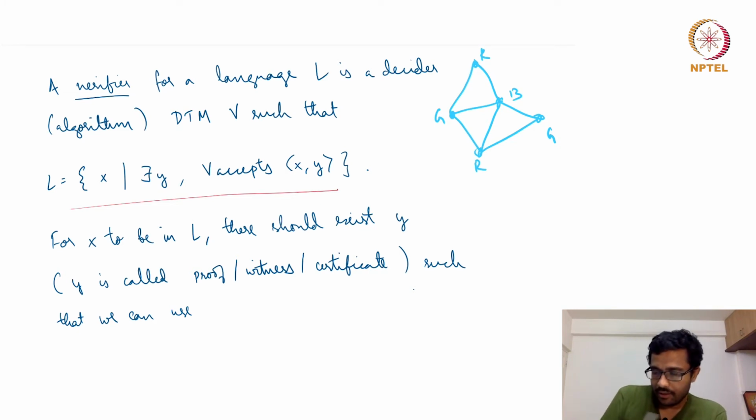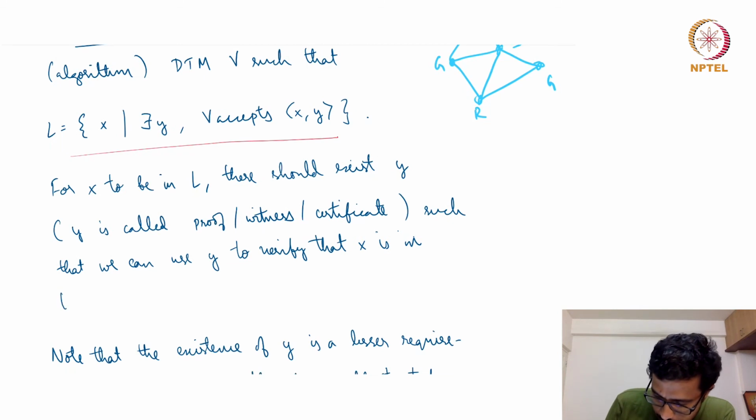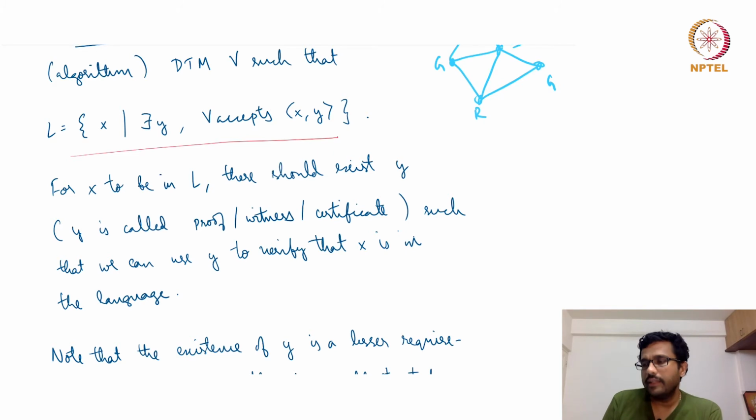So that's why it's called a proof or a witness or a certificate. It's a witness to the fact that it is 3 colorable, such that we can use this Y to verify that X is in the language. In the case of a subset sum, I would give you the subset that sums to the target T.